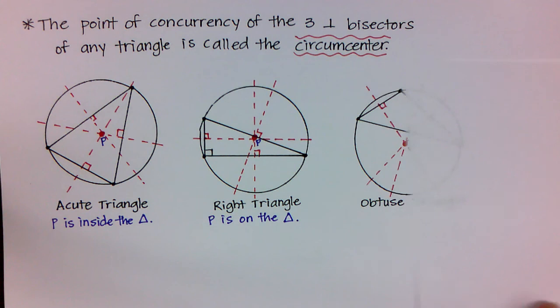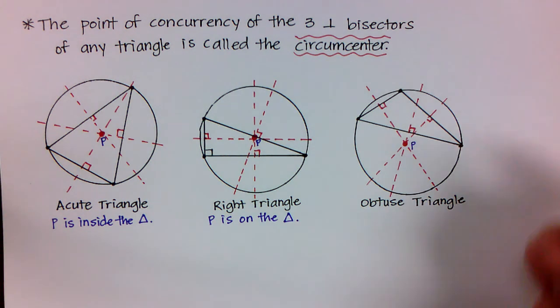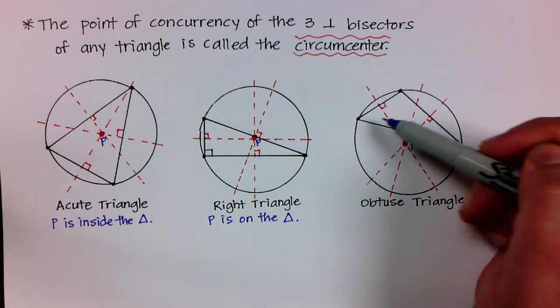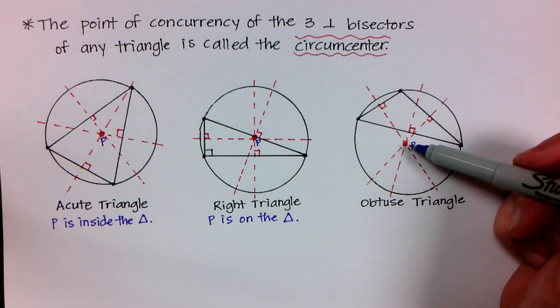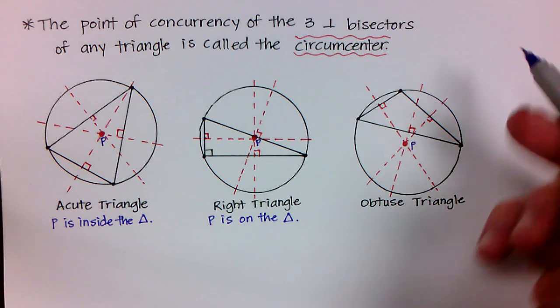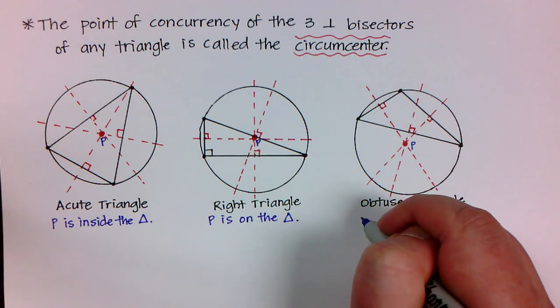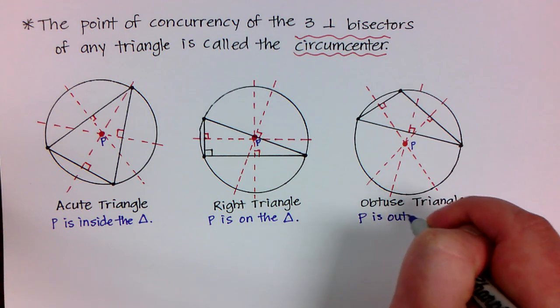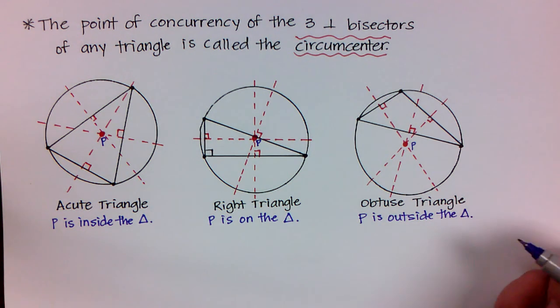Okay. The last one that I have is an obtuse triangle. Okay, I just drew any random obtuse triangle and I found the perpendicular bisector of all three of those sides, and this time they're meeting way out here. It's not even in or on the triangle. So for an obtuse triangle, when you draw and you find the circumcenter, P is outside the triangle. So this will be helpful for a lot of the work that we're doing later.